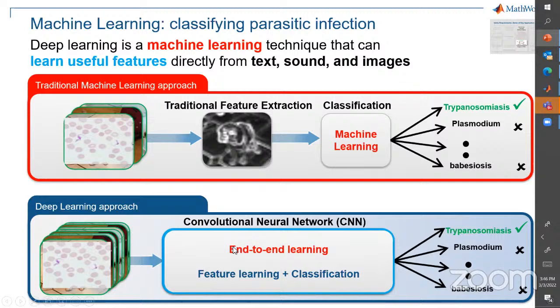Now, the deep learning approach is also called end-to-end learning because these two pieces from machine learning are clubbed together. Feature extraction or feature learning happens implicitly in deep learning, as compared to explicitly identifying the features in machine learning.